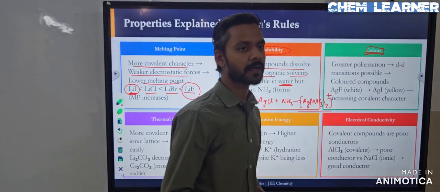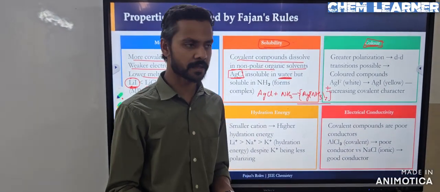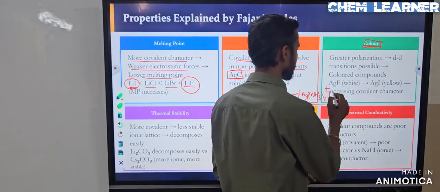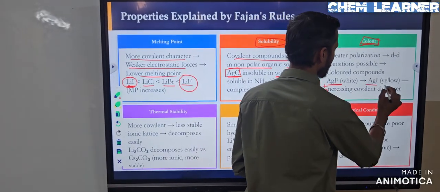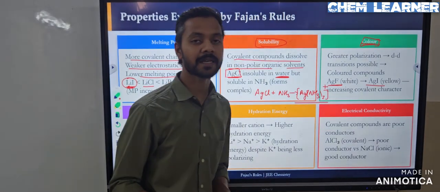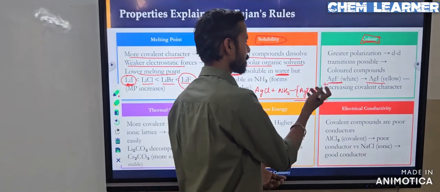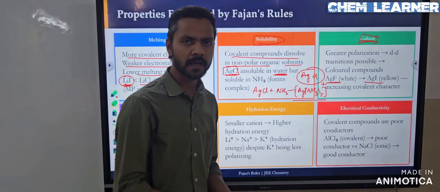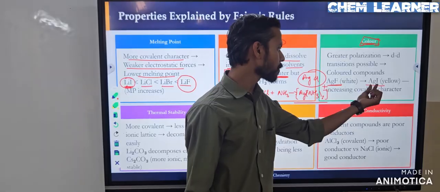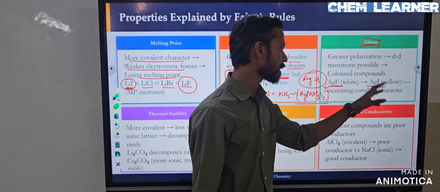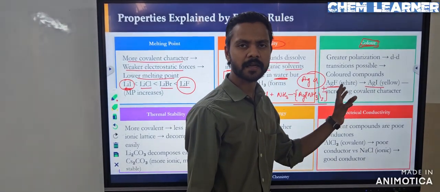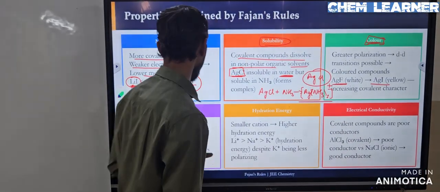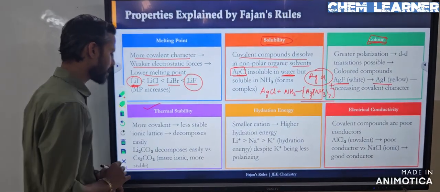As the covalent character increases, the intensity of the color increases. An example here is that AgF is white, and if we consider AgI, it is yellow in color. AgCl is also colorless, or we can say white in color, but because of the more polarization in AgI, the color intensity will increase. Okay, now moving to the third, the thermal stability.